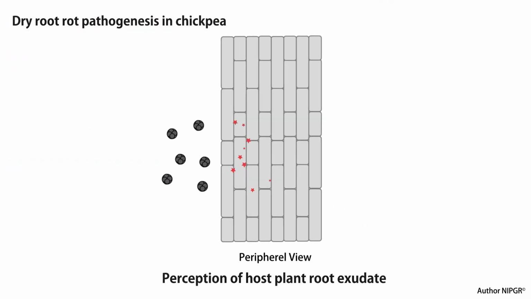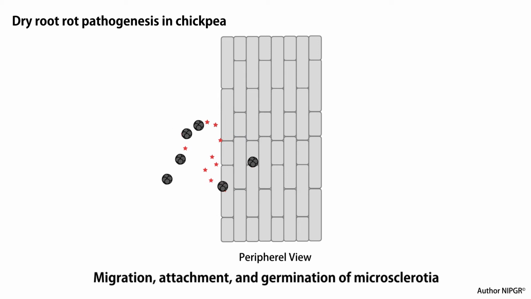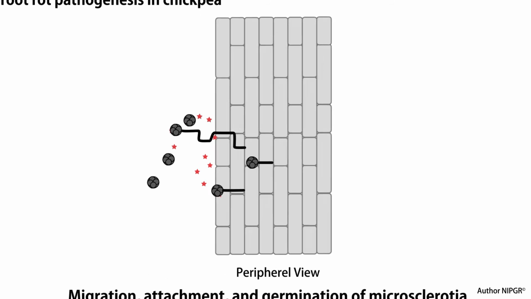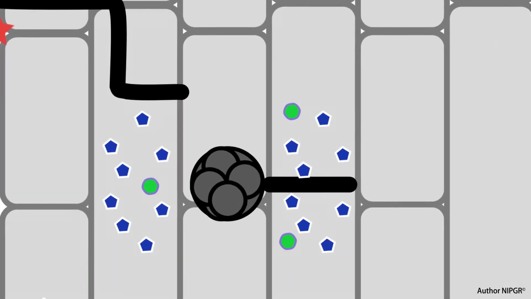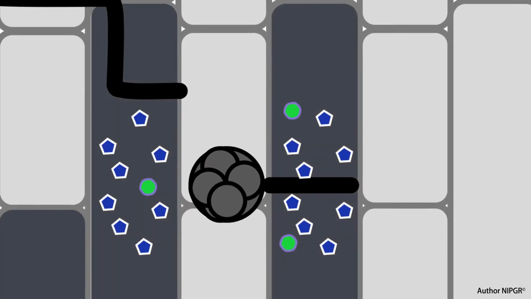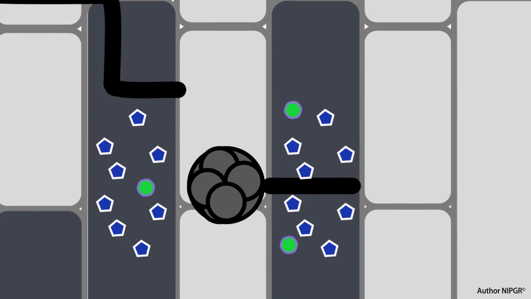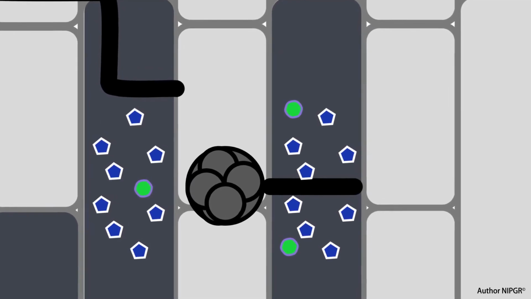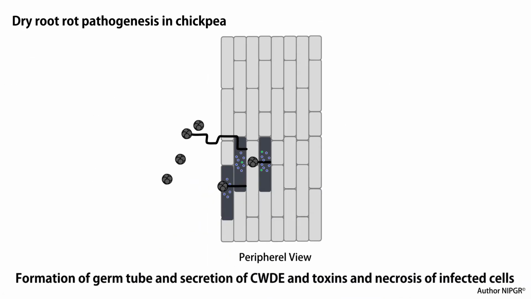The plant releases root exudates. These exudates attract fungal pathogen. Upon sensing the exudates, microsclerotia attach to the root epidermis and germinate, and a germ tube emerges, which infects the root epidermal cells. Fungus secretes cell wall degrading enzymes and toxins, which cause tissue maceration, which results in local necrosis. Initial necrosis marks the success of infection.